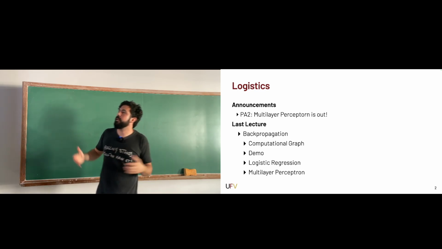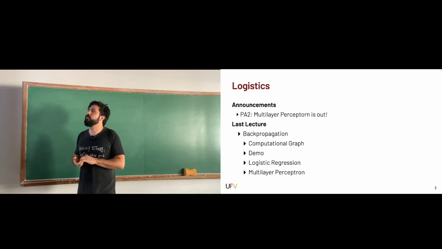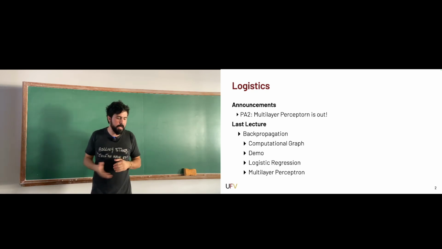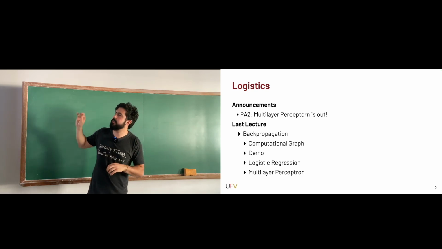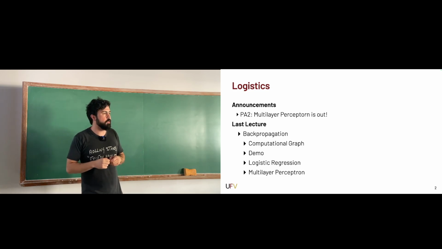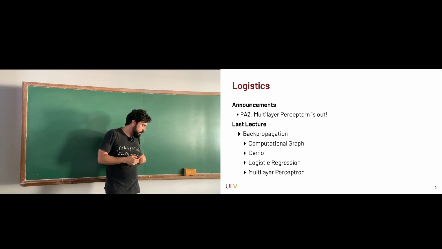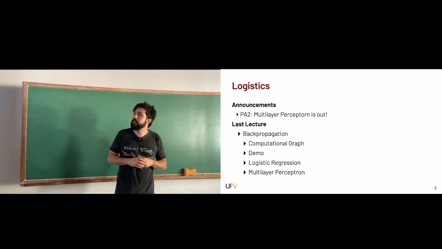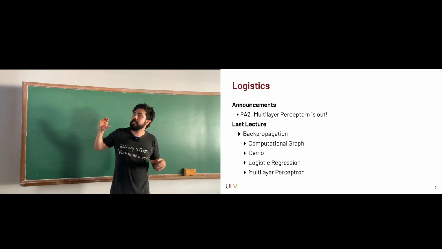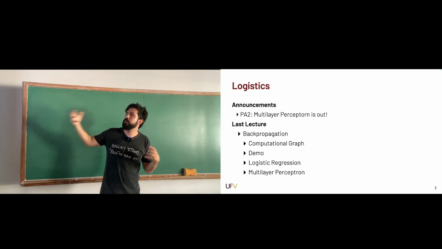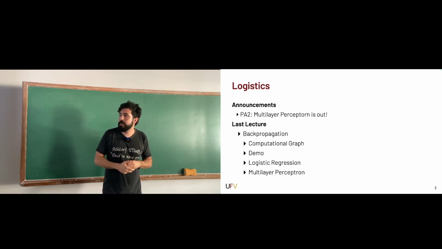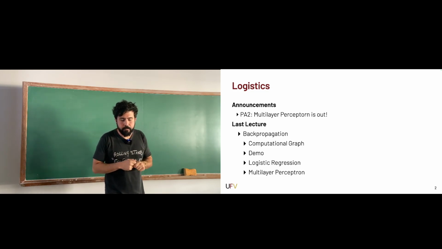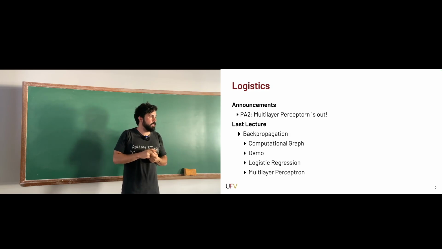I already reviewed what we talked about last time, which was mainly the idea of the backpropagation algorithm. That is the algorithm for computing the gradients of a neural network, and it uses this idea of a computational graph. We saw how to compute the gradients for logistic regression and the multi-layer perceptron using this idea. Any questions or comments before we get started?